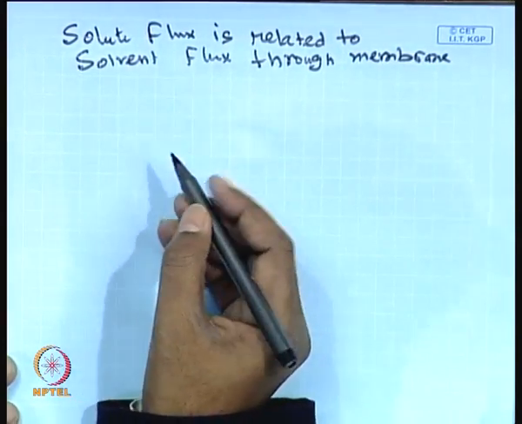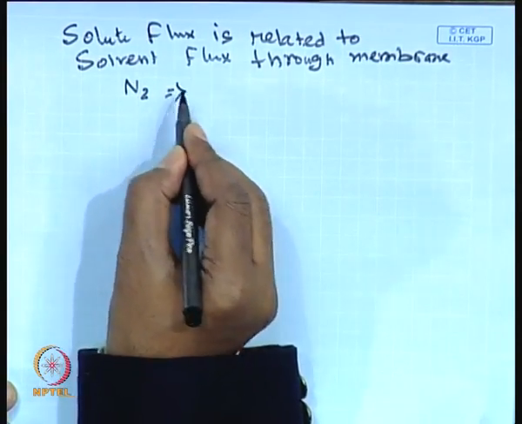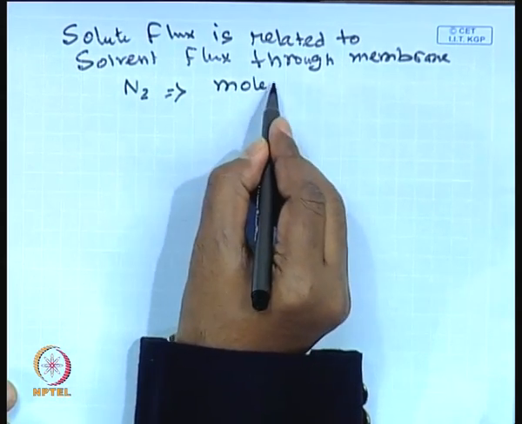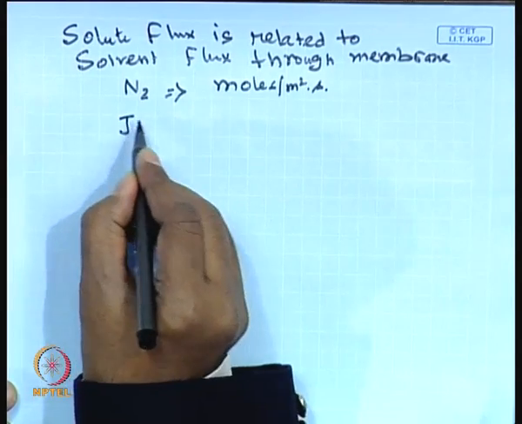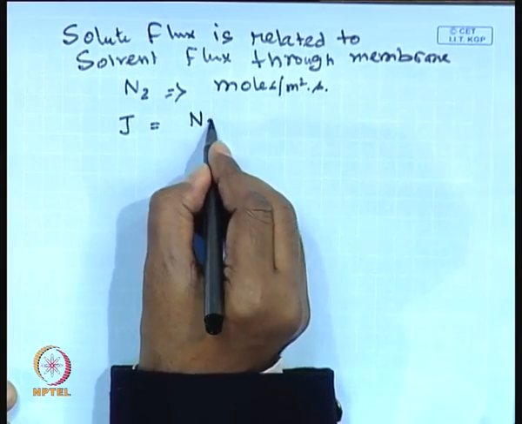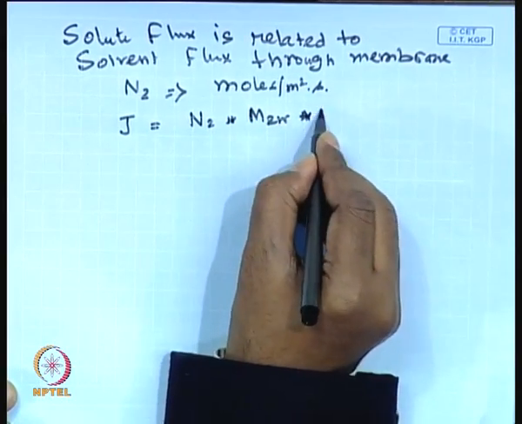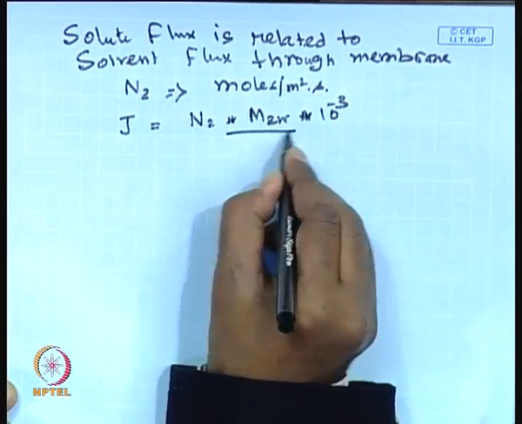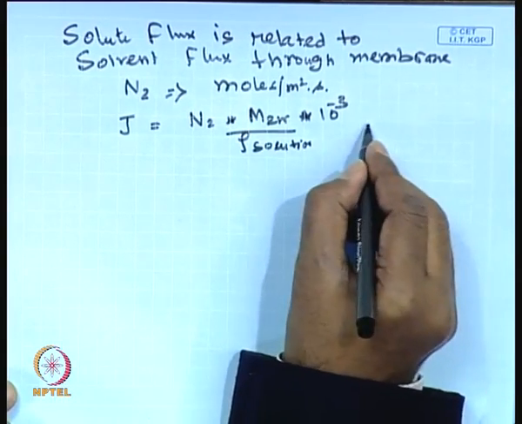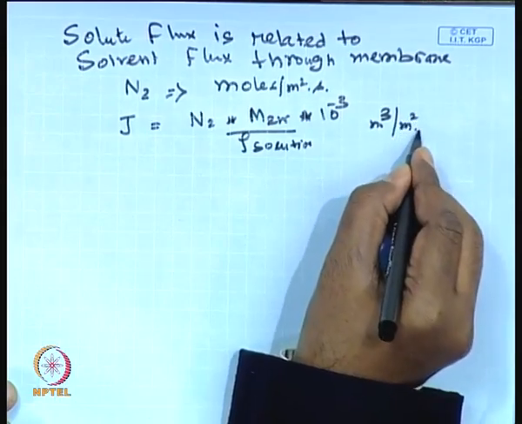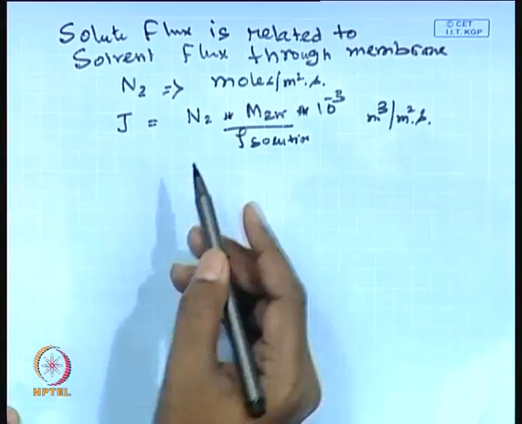Through the membrane. Now, if you look into the expression of the solvent flux, it has a unit of molar, moles per meter square per unit time. So, volumetric flux J becomes N2 times molecular weight of the solute multiplied by 10 to the power minus 3 divided by rho of solution, okay, that gives you the unit of meter cube per meter square second. So, that is the relationship of molar flux to the volumetric flux.